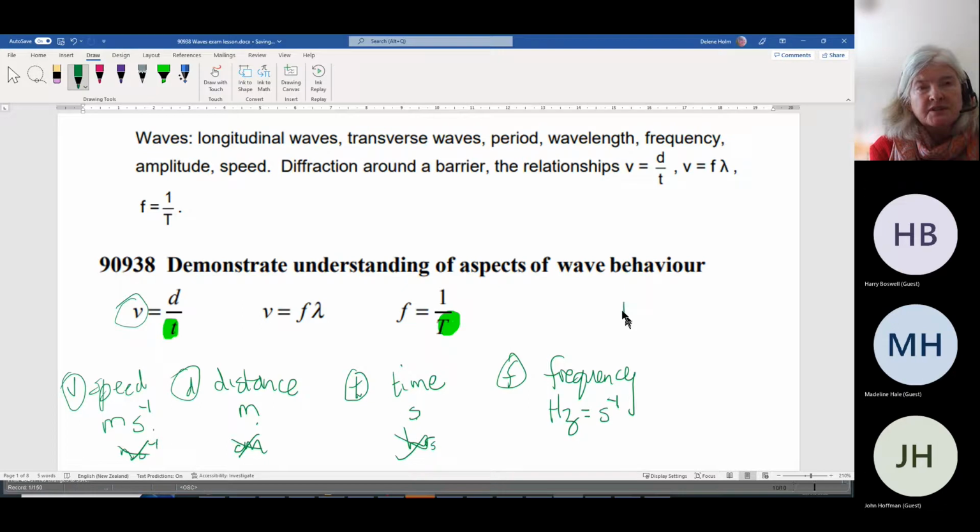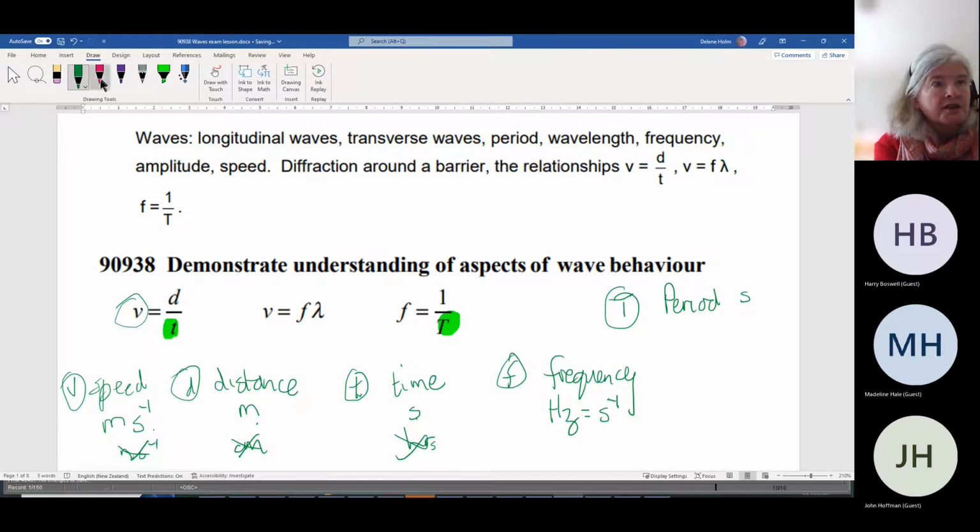And then the capital T is the period. And that is also time. And that is measured, though, for 1 wavelength. So period is the time taken for 1 wavelength to go past. So if you've got 5 wavelengths, that time taken for the 5 wavelengths is not the period. You have to divide it by 5 to get the period. And so it's a time taken, so the unit is seconds.